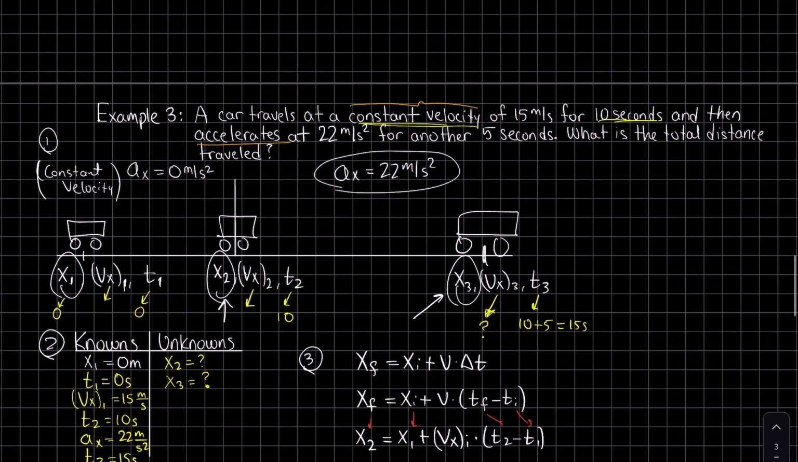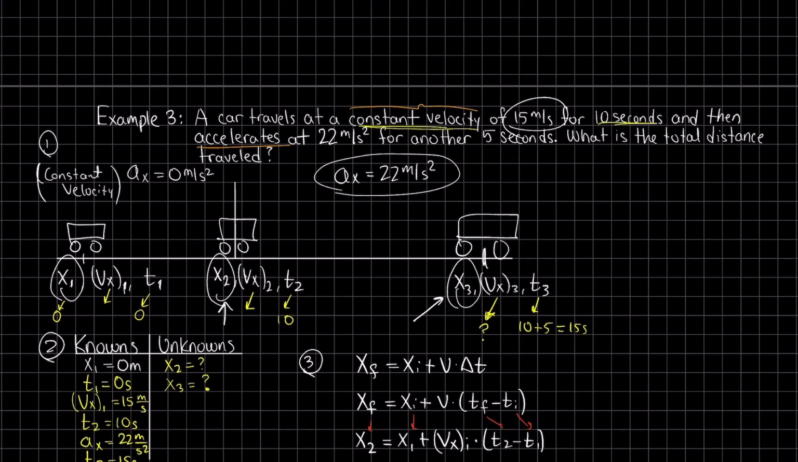How do I know I can use a velocity time graph? Well, because it gave me the velocity at the very beginning of the motion. Constant velocity 15 meters per second for 10 seconds. And then it gives me the acceleration for the next amount of time. So if I can draw the velocity time graph, then all I need to compute is the area under the graph and I'll have my answer. So let's draw the graph together.